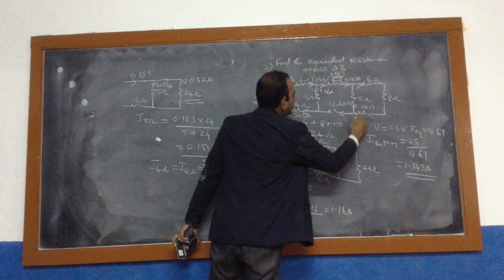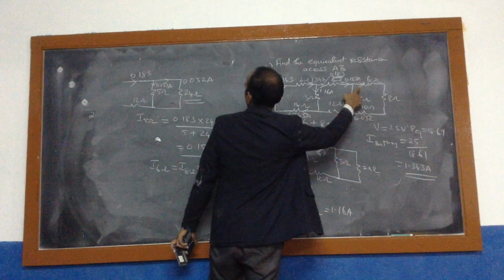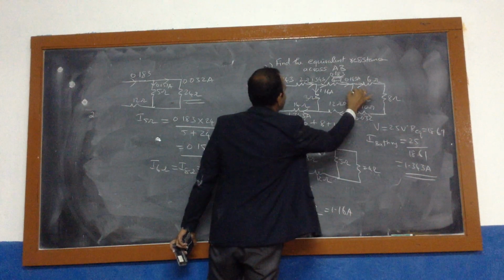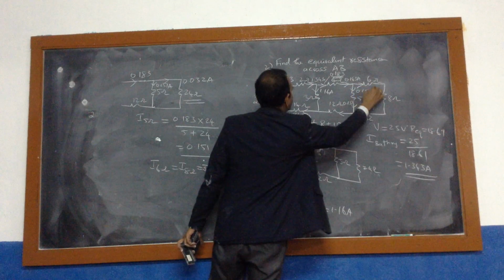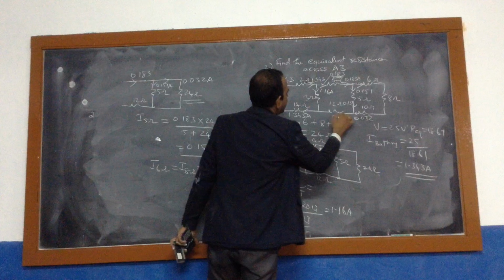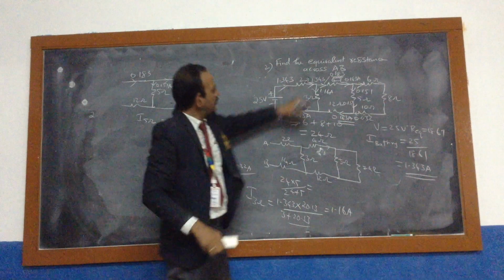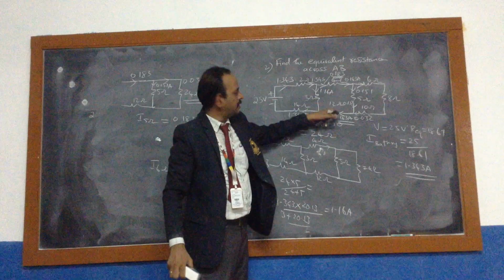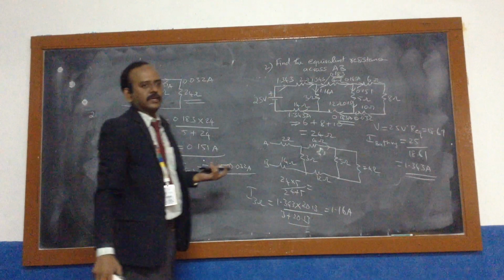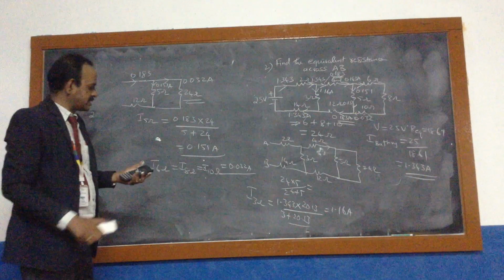0.032 is flowing here. 0.032 will be added with the 0.151. This 0.183 is dividing into two currents. The 5 ohm resistance current is 0.151. If we add 0.151 with 0.032, we will be getting 0.183. So the current flowing through both the 4 ohm as well as the 12 ohm will be equal. Again, the 2 ohm as well as the 14 ohm will be equal. So we got all the current flowing through each resistance.